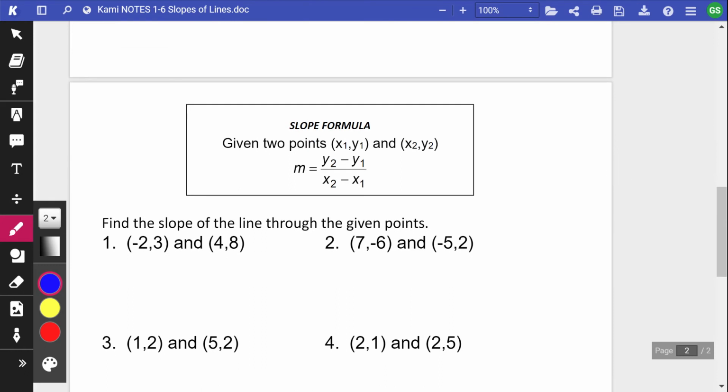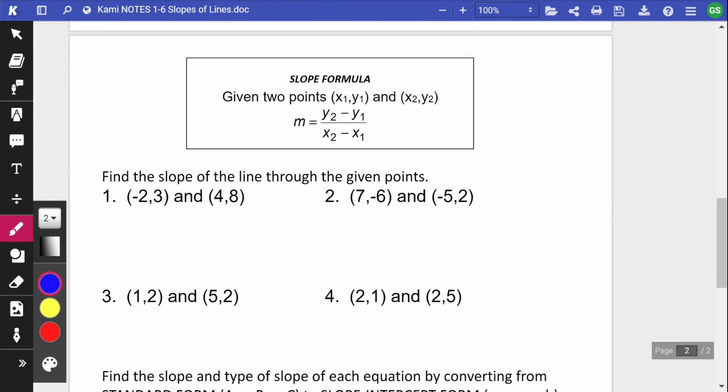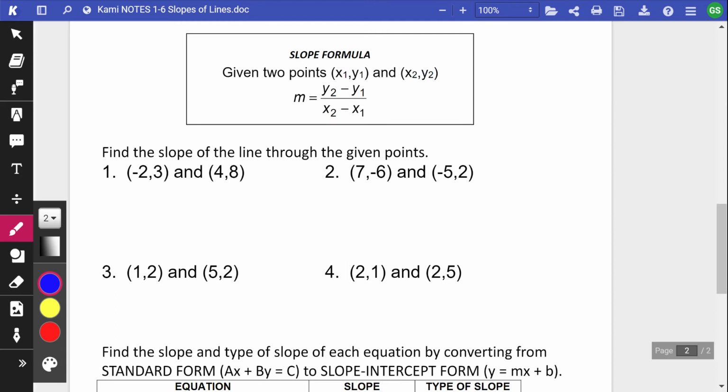Okay, well, that's all fine and good if you've got a graph to look at. But what happens if you don't have a graph? What if you just have 2 points? And you're going to see this a lot in your homework sets and things like that. So it's important that you know how to find the slope between 2 points if you don't have a graph. And that's really easy. It's this formula right here.